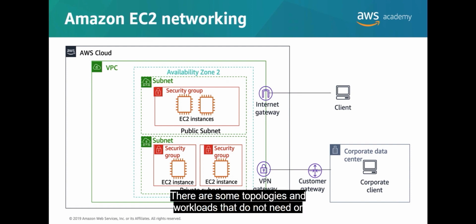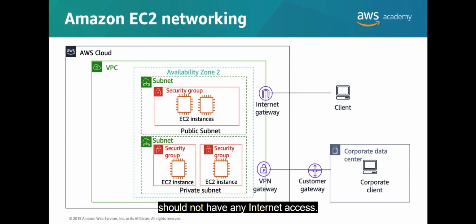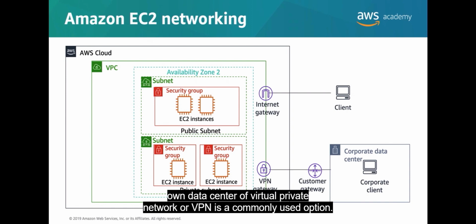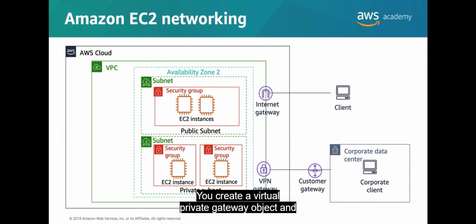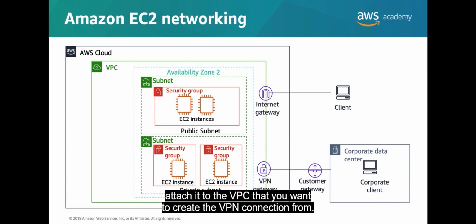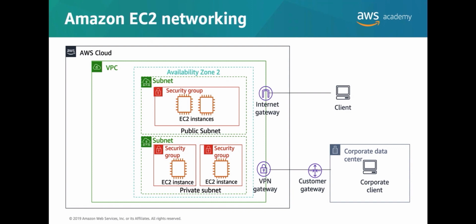There are some topologies and workloads that do not need or should not have any internet access. If you must support a private connection to your own data center, a virtual private network, or VPN, is a commonly used option. You can use a component called a virtual private gateway, which sits on the Amazon side of the VPN. You create a virtual private gateway object and attach it to the VPC that you want to create the VPN connection from. The customer side of the VPN has a customer gateway, and it can be a physical device or a software application. The diagram shows one possible VPN solution, but there are many examples and topologies to choose from.